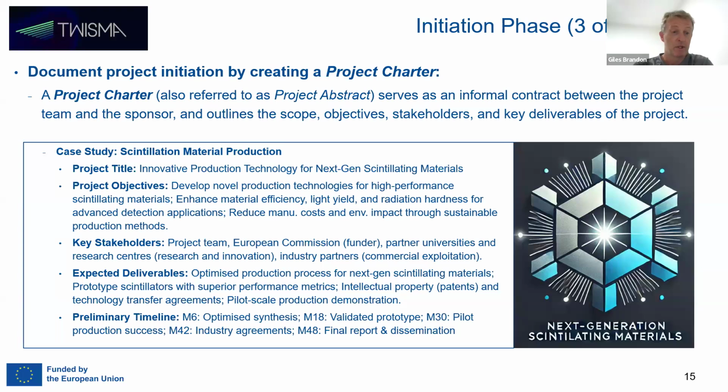In my project charter, as well as mentioning that, maybe under project objectives, I would list things like, well, look, our aim is to develop this novel production technology for high-performance scintillating materials. We want to enhance material efficiency, light yield, radiation hardness for certain advanced detection applications. Also in our objectives is to reduce manufacturing costs and environmental impact through the development and implementation of some sustainable production methods.